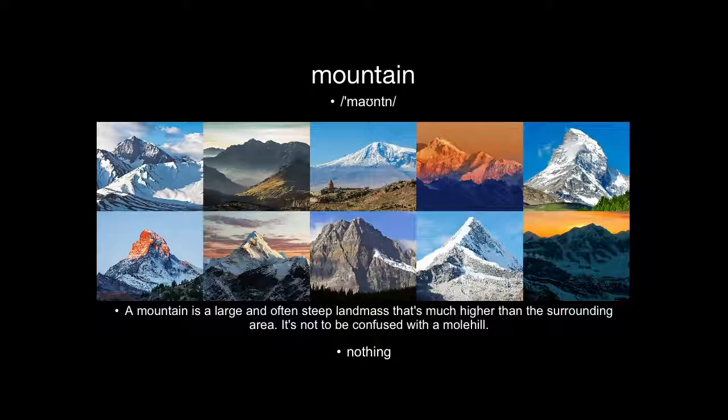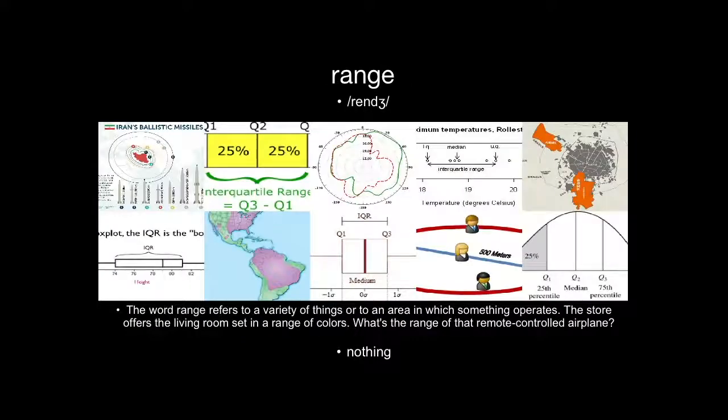Mountain, mountain. A mountain is a large and often steep landmass that's much higher than the surrounding area. It's not to be confused with a molehill. Range, range. The word range refers to a variety of things or to an area in which something operates. The store offers the living room set in a range of colors.